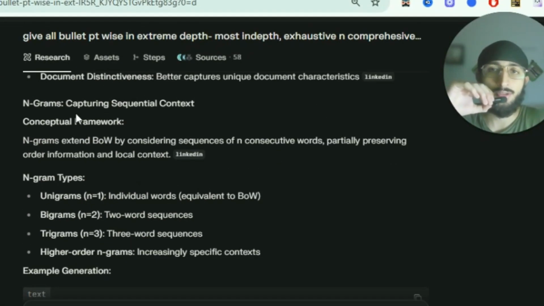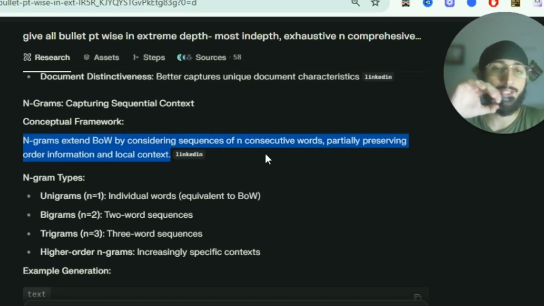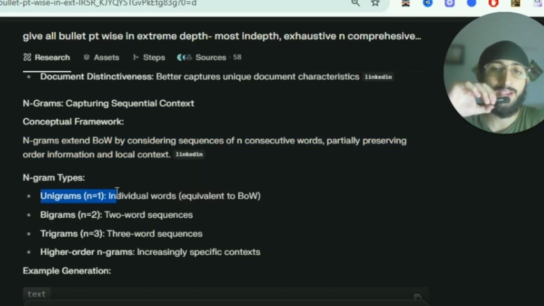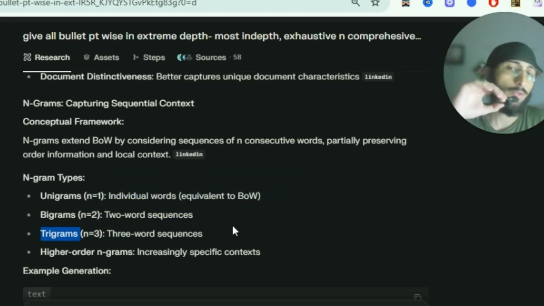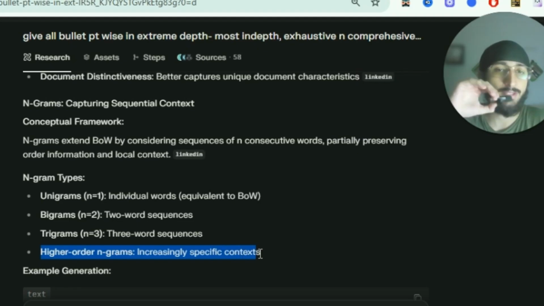Now covering n-grams, which capture sequential context. N-grams extend the bag of words by considering sequences of n consecutive words, partially preserving ordered information and local context. N-gram types: unigrams, where n is equal to 1, individual words, equivalent to bag of words. Then bigrams, n is equal to 2, word sequences. Trigrams, n is equal to 3, word sequences, and higher-order n-grams give increasingly specific context.